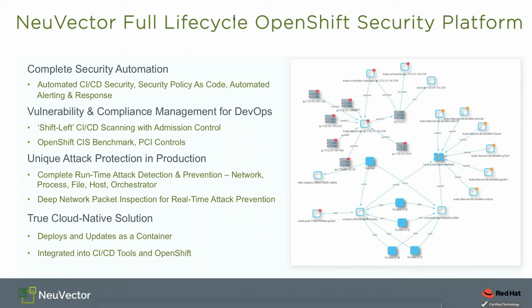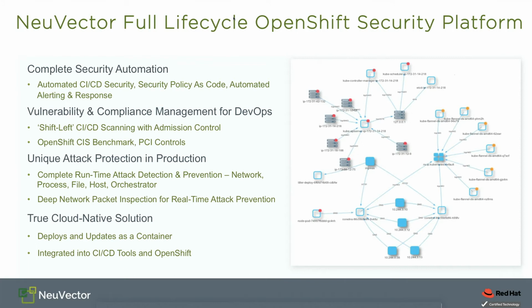alert. We have a vulnerability and compliance management platform that allows you to basically do the scanning from the very early registry when you do the pull request, as well as admission control that allows you to set up controls between your testing and dev platform and your production platform. And we're going to show you the OpenShift CIS benchmarks for the first time, which is very exciting.